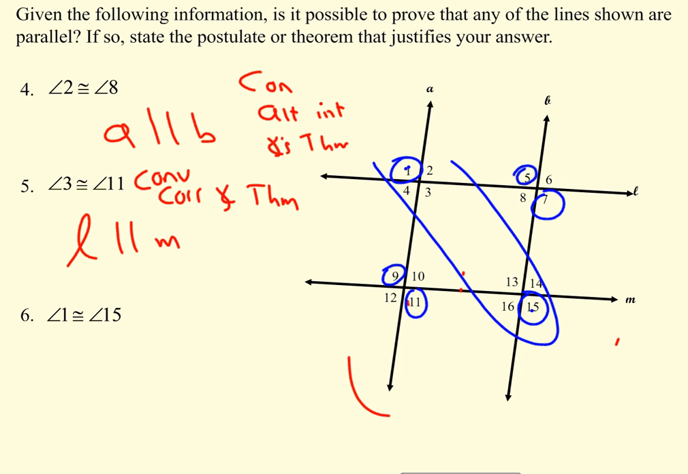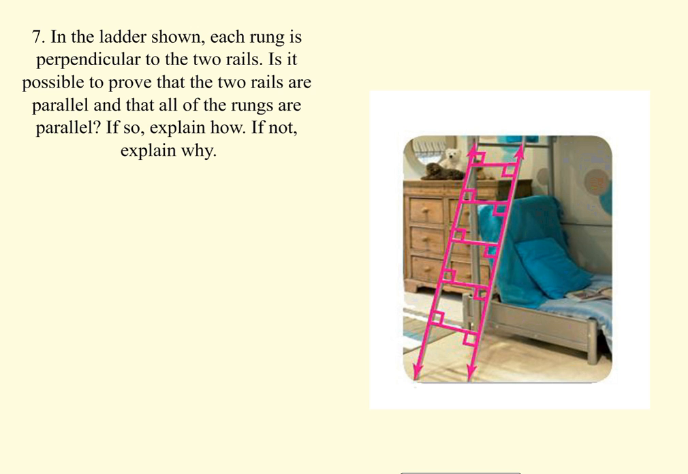But 1 and 15 have got nothing in common. Nothing. They do not fit into any of the types of angles that we've talked about. So you have none. There is no set of lines you can say is parallel to each other by just that piece of information.